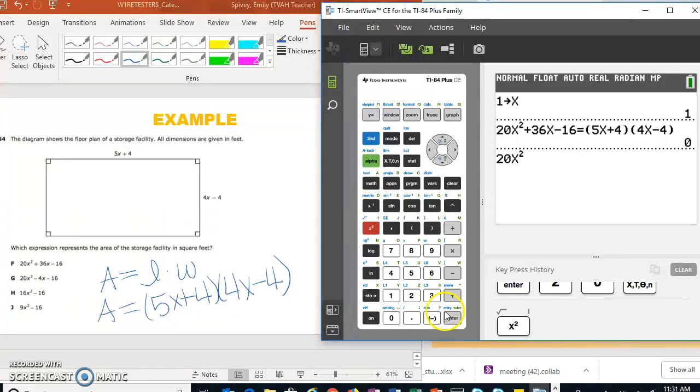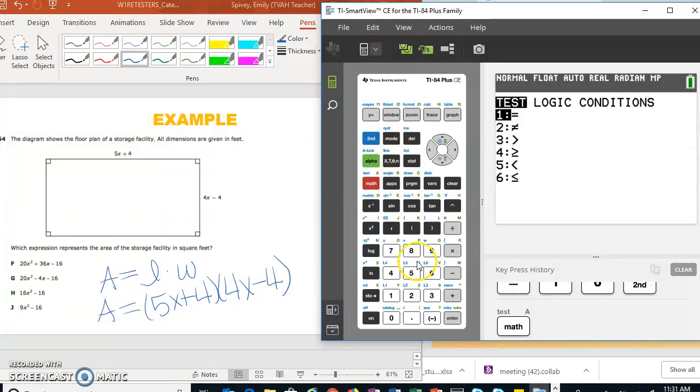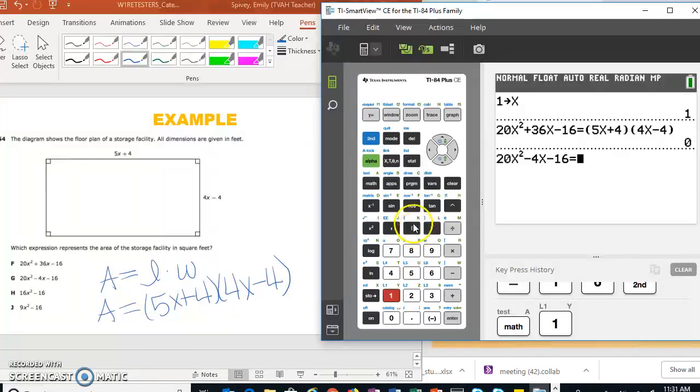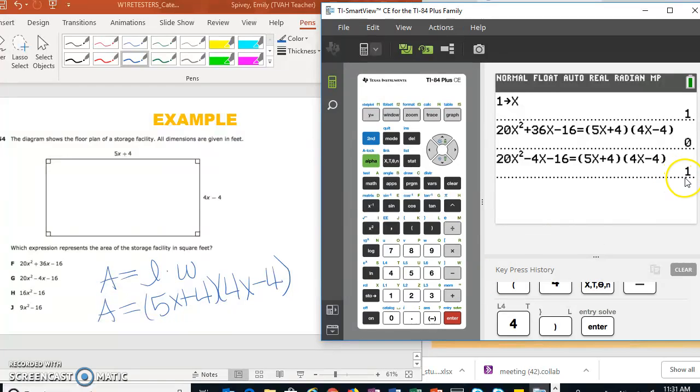20x squared minus 4x minus 16, and we want to see, is that equal to 5x plus 4, close parentheses, open parentheses, 4x minus 4, close parentheses. And you see how that returned a 1. So that's telling us that this is an equal statement. It is a true statement. So G is the correct answer.